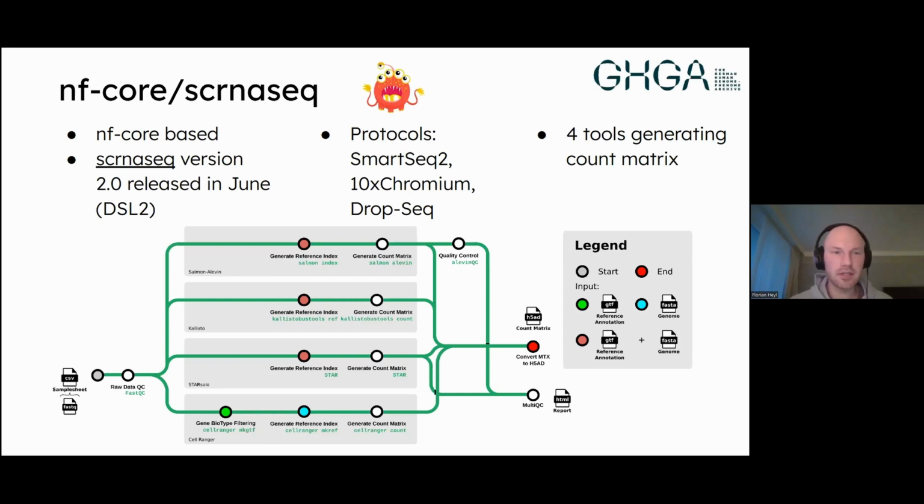And there is the nf-core. So this is basically the community behind Nextflow and the source base. And there is this workflow, which is currently for the basic data processing, so it will create your count metrics. It allows for SmartSeq2, 10x Chromium, and DropSeq. There are 4 different tools. One of them is CellRanger.